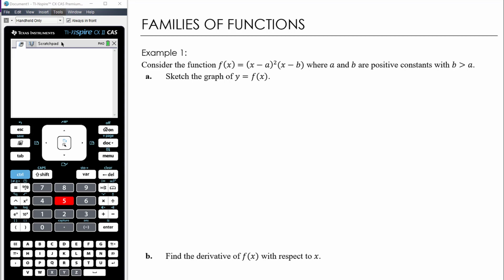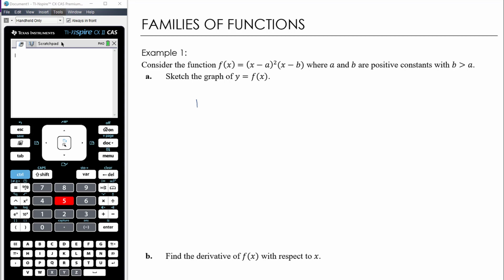So the first example, we're looking at this function. As I said, it's a generic cubic function, (x minus a) all squared times (x minus b). a and b are both positive constants, and b is bigger than a. Sketch the graph of y equals f of x. Okay, so immediately with a cubic of this form, we can tell it has x-intercepts when x equals a and when x equals b. And we know both a and b are positive and b is bigger than a.